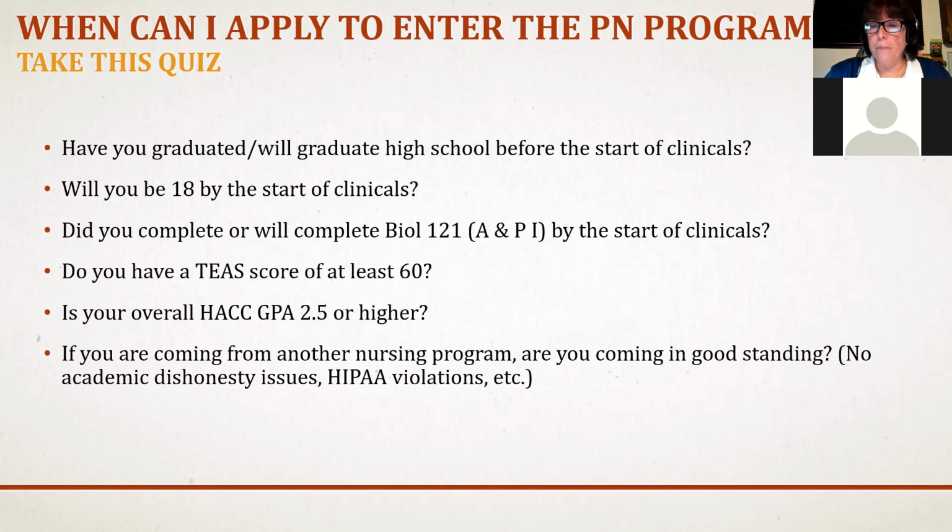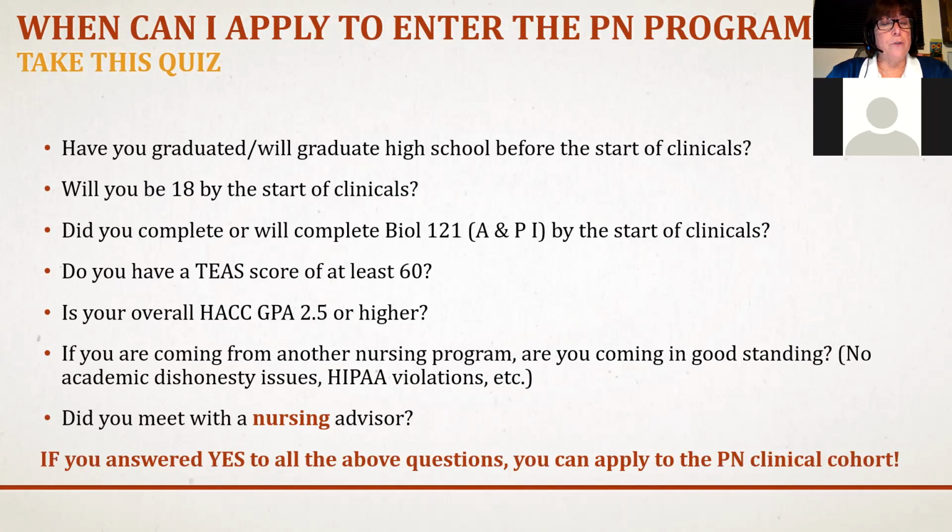if you're coming from a nursing program, you were in another nursing program, you need to make sure that we know that you're leaving that program in good standing. If you've got all that in order, then you're ready to apply. To apply, you need to meet with a nursing advisor. Please do not try to apply to the nursing program and self-advise yourself. It's really important that you have a partner to help make sure that you've done everything correctly. If you've answered yes to all those questions, then you can apply to clinical.